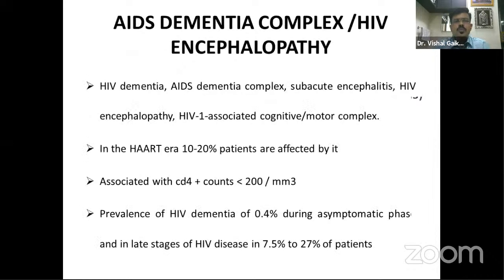Now, the next most important thing would be AIDS dementia complex or HIV encephalopathy. It has multiple names like HIV dementia, AIDS dementia complex, subacute encephalitis, HIV encephalopathy, HIV-1 associated cognitive motor complex. Usually, these occur in patients with CD4 count of less than 200. In asymptomatic phase of HIV, it just accounts for 0.4% of the cases. In late stages of HIV, it could be present in 7.5 to 27% of the patients.